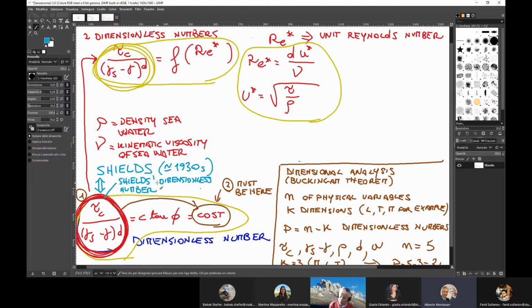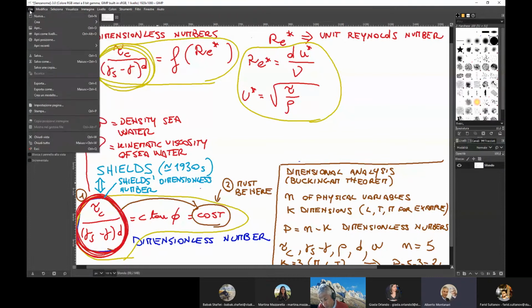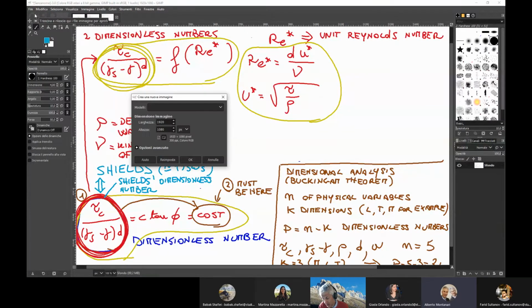Good. Okay, so what did Shields do? I am aware that I have 10 minutes to go before the break, so just give me this time to introduce the experiment by Shields. And what did Shields do? Let me open a new graphic, a new sheet in my blackboard.